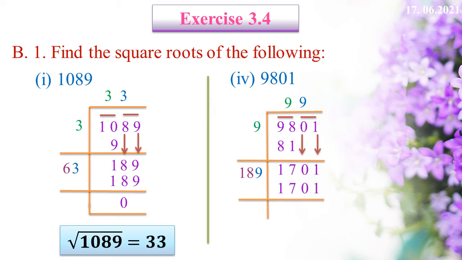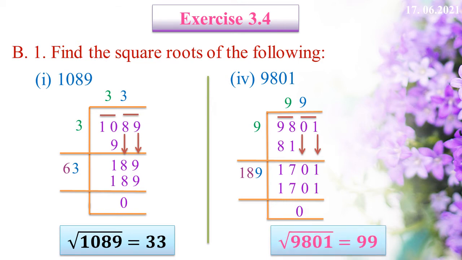1701. Now subtract 1701 from 1701. We will get 0 as the remainder. So square root of 9801 is 99.